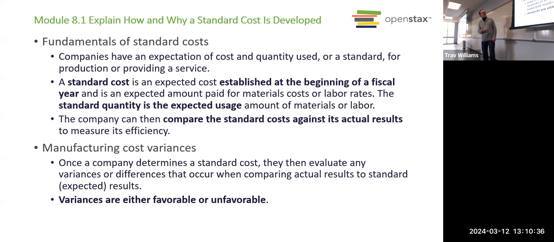Now, I mentioned already, favorable means more profitable. Unfavorable would be less profitable. So when we're thinking about costs, what does that mean? If our actual costs were favorable, were they higher or lower than the standard? Lower, because that makes us more profitable. So if our costs are higher, that would make us less profitable.